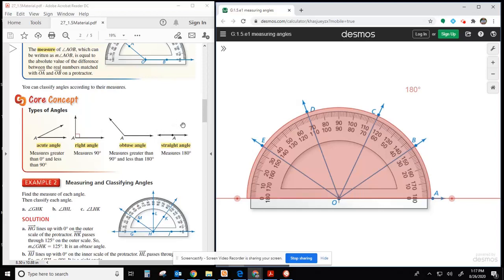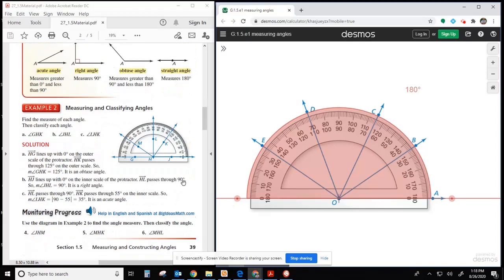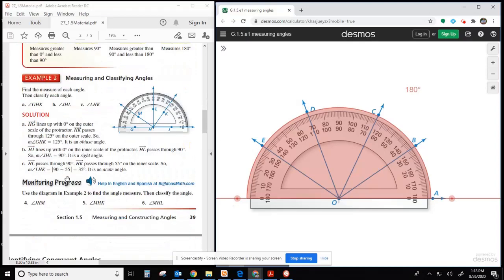This angle does have a measure. It is 180 degrees, and you will see this in the scavenger hunt for today. Example 2, bottom of page 39 in the textbook. Remember, these examples are worked out for you in the textbook.